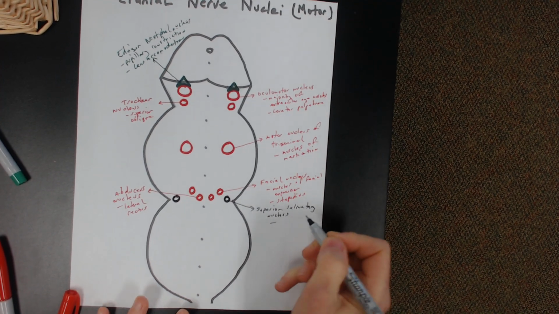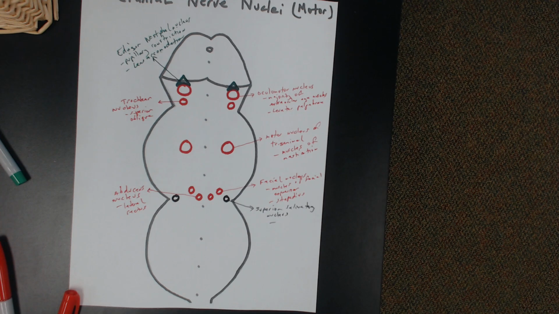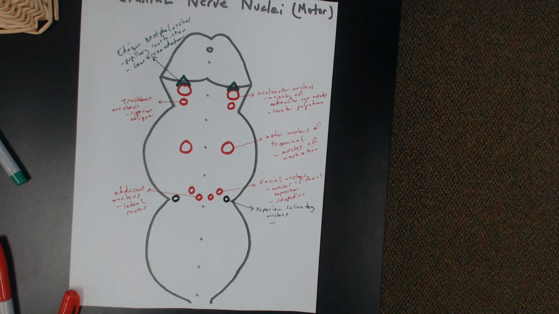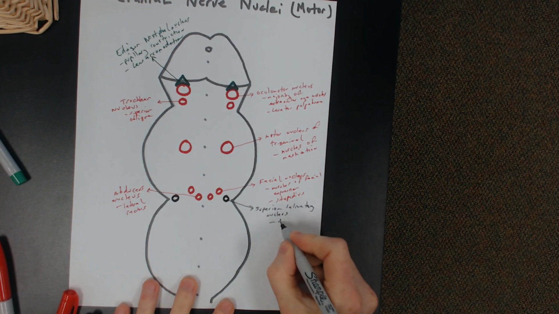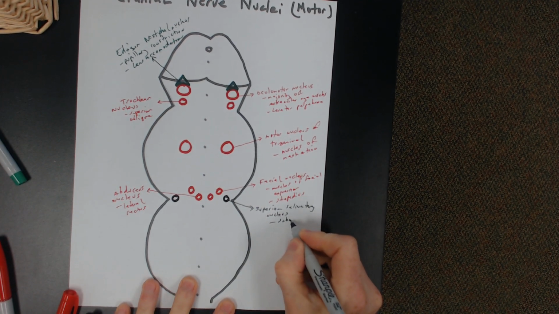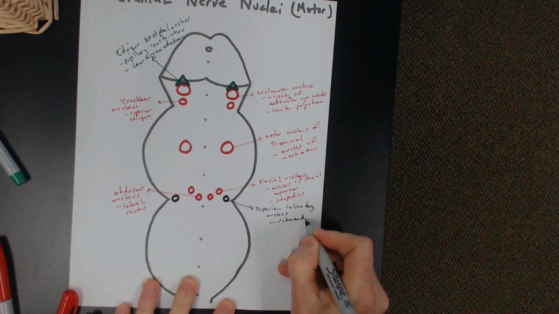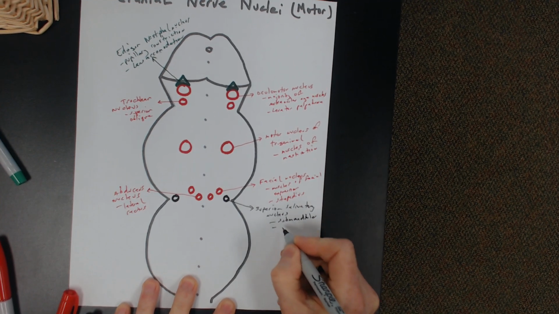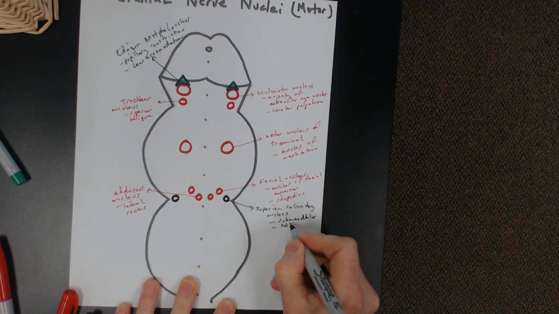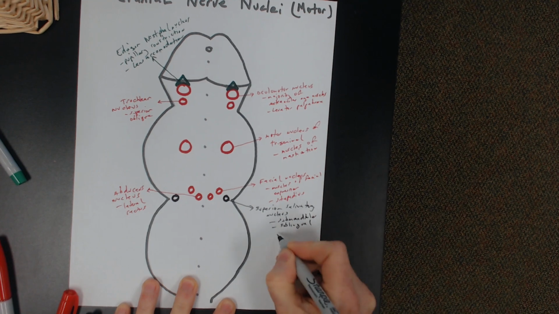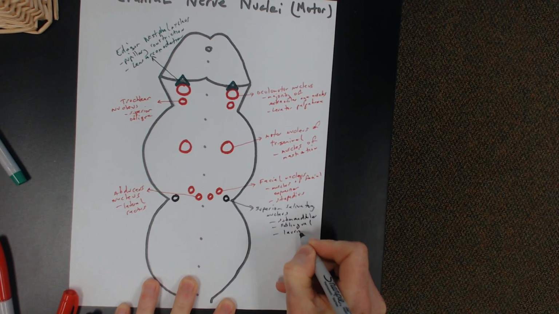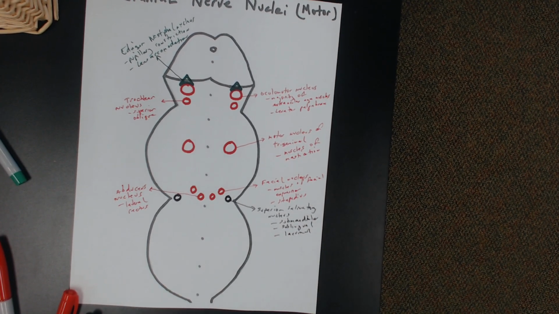Okay, and the superior salivatory nucleus. What are the salivary functions for cranial nerve number 7? What glands does it innervate? Submandibular, sublingual. Perfect. And lacrimal. Okay, that's your superior salivatory nucleus. These are all considered motor.